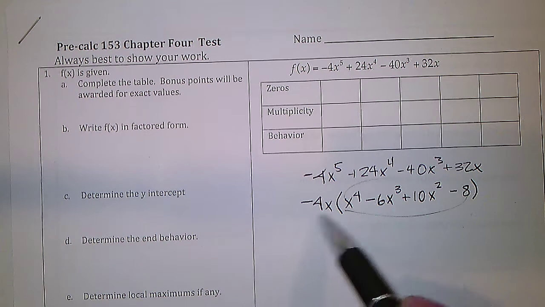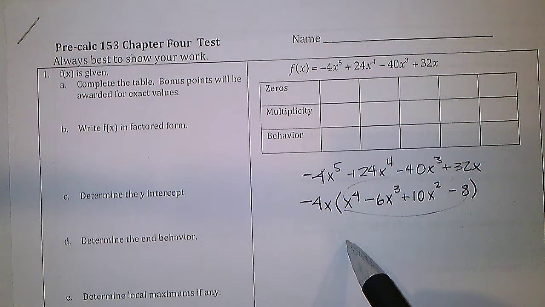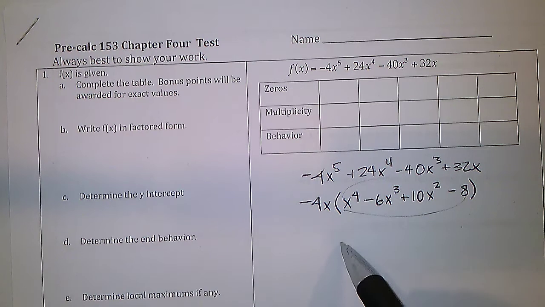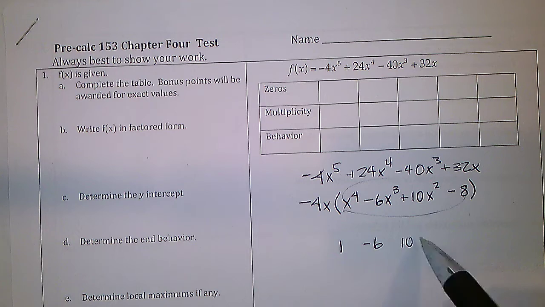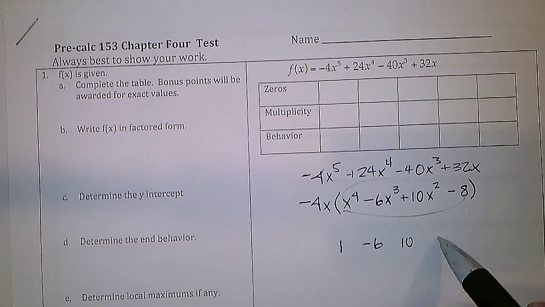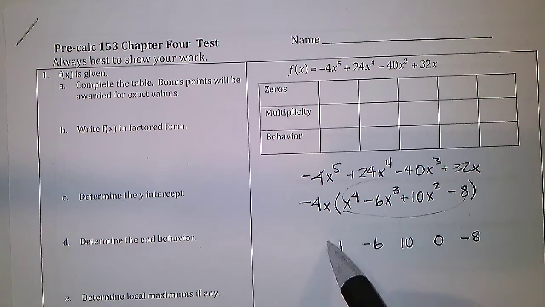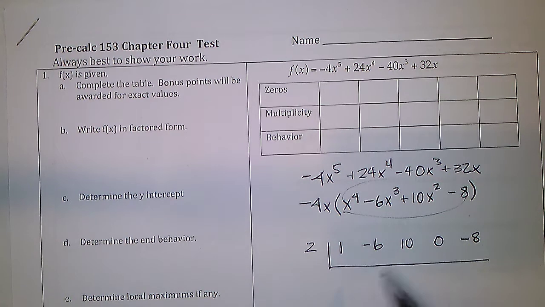Now, this is the 0, so we want to check in this. And I need to put all the powers of x from x to the 4th down. So 1x to the 4th minus 6x to the 3rd plus 10x squared. Oh, there's no x's, so 0 x's, minus 8. I'm going to check whether 2 is actually a 0.